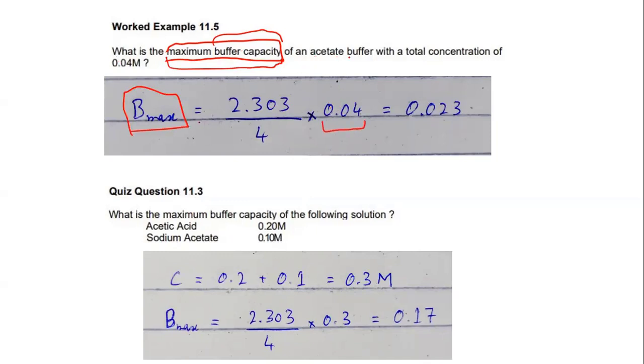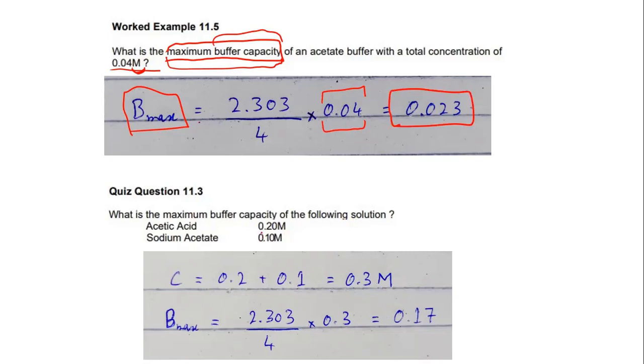What is the maximum buffer capacity of an acetate buffer with a total concentration of 0.04 molar? Simple, apply the value of concentration here in molar. If they have given you the value in percentage, convert it to molar. And here comes our answer, very simple formula.